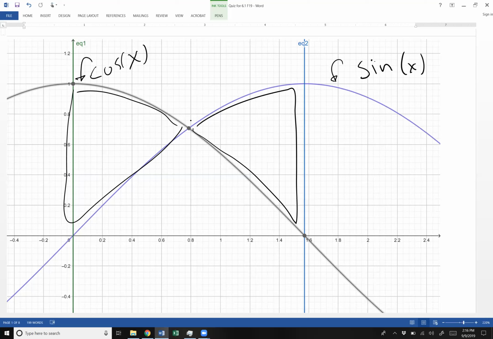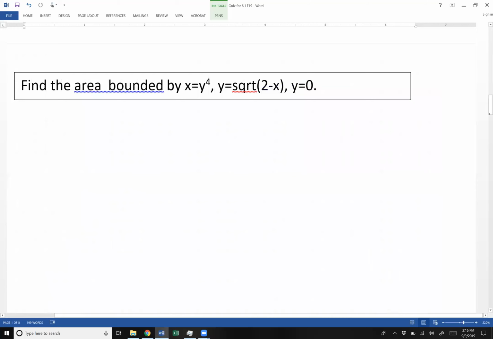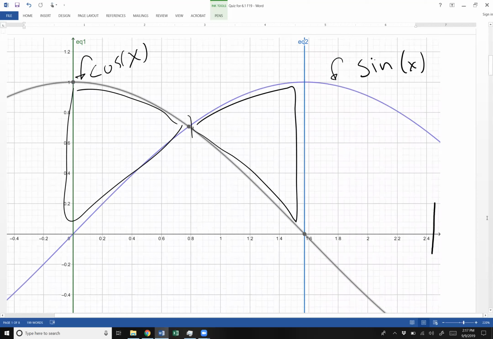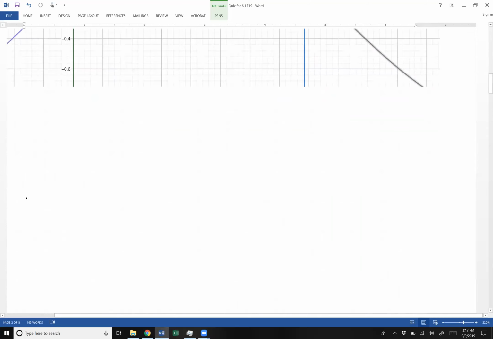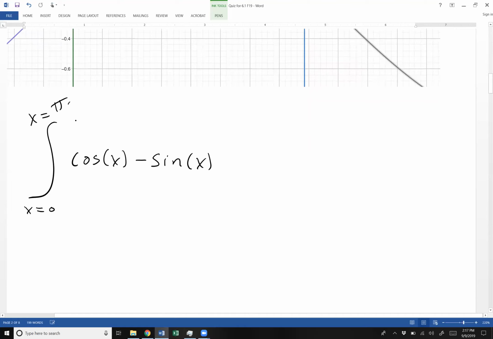So let's work on setting up the integral for the left side. What was my upper function? Cosine of x. What was my lower function? Sine of x. What was my lower bound? Yeah, we go from x equals 0, upper bound, pi fourths. So I'm not doing the whole thing.